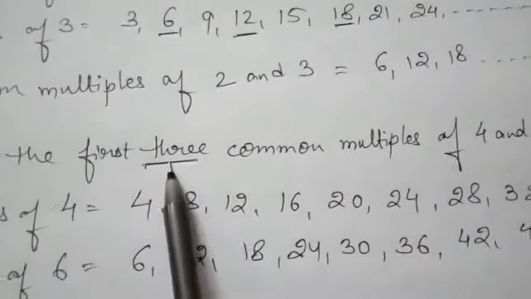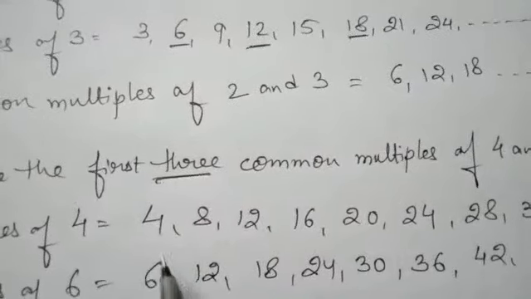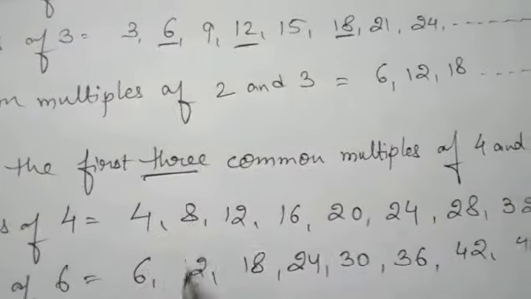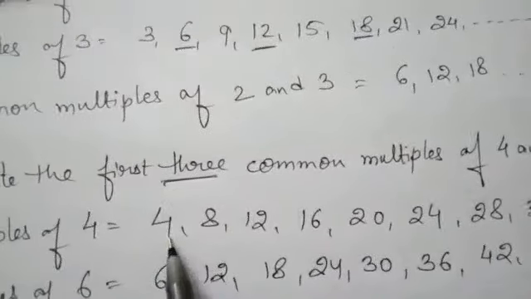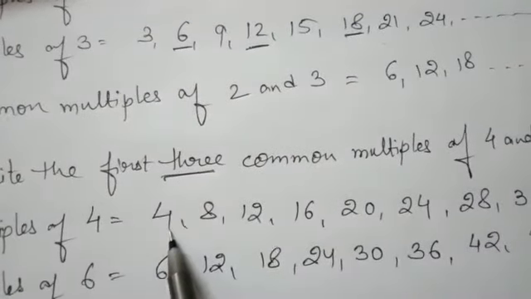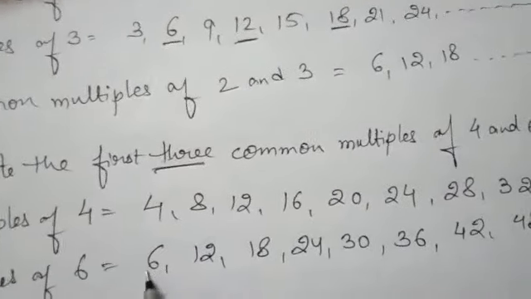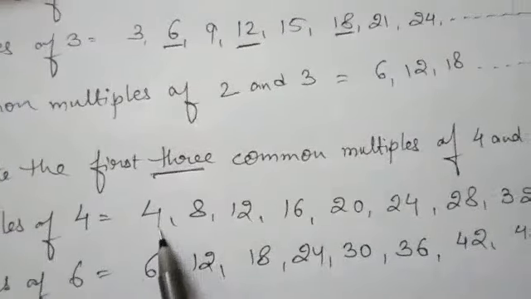Question is first 3 common multiples. First 3 common multiples means the number which should come in both the tables. Here 4 is there in table of 4. But is it coming in 6? No. So we can't take this.